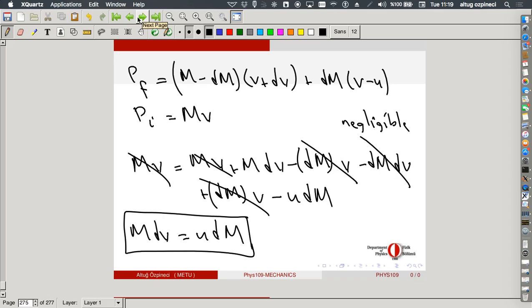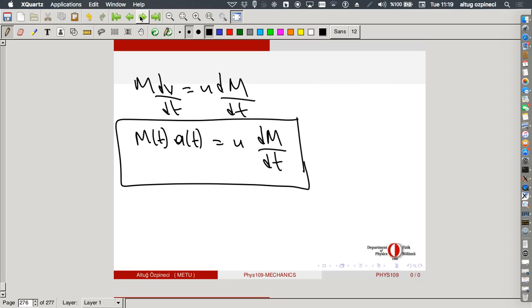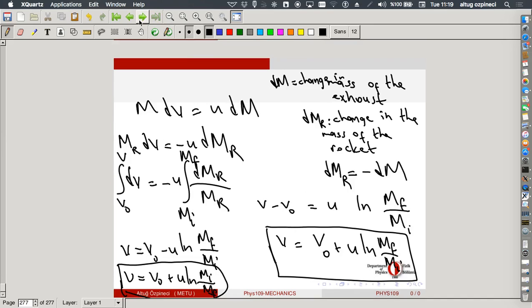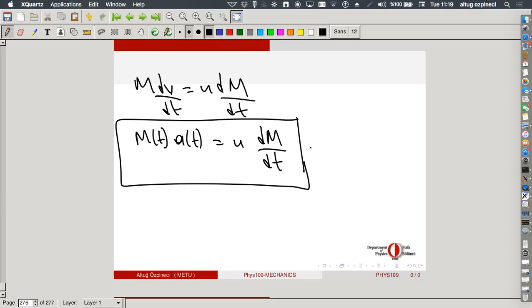And if you want to calculate the total change, the only thing you have to do is just sum all the changes. Now, by the way, there is one more point to note here. dm over dt is larger than 0. It is not the rate of change of the mass of the rocket. It is the rate of change of the mass of the exhaust, which is minus the rate of change of the mass of the rocket.